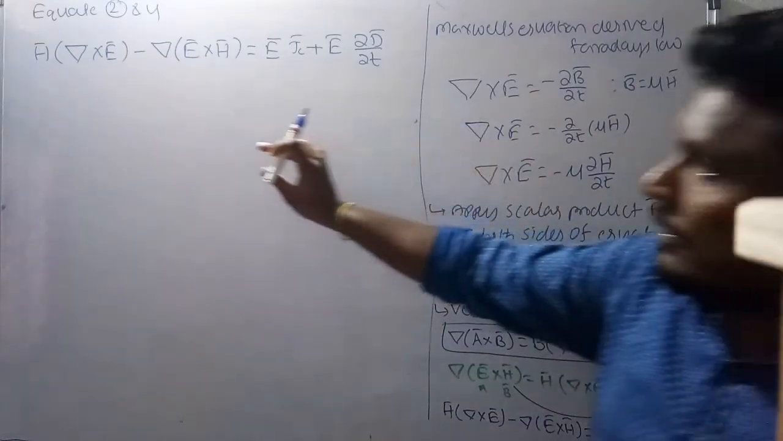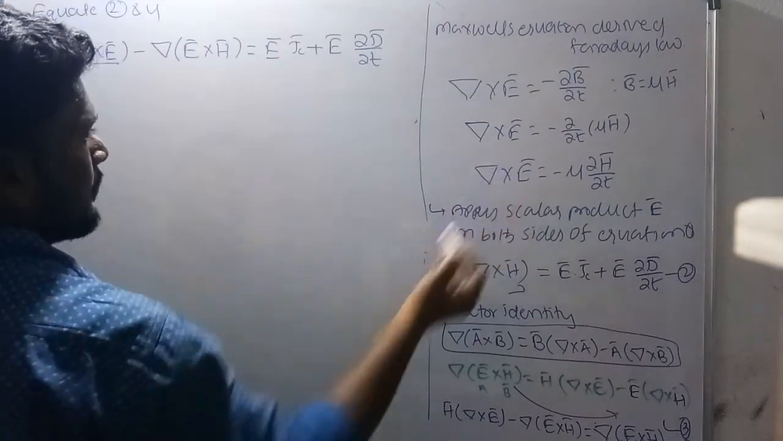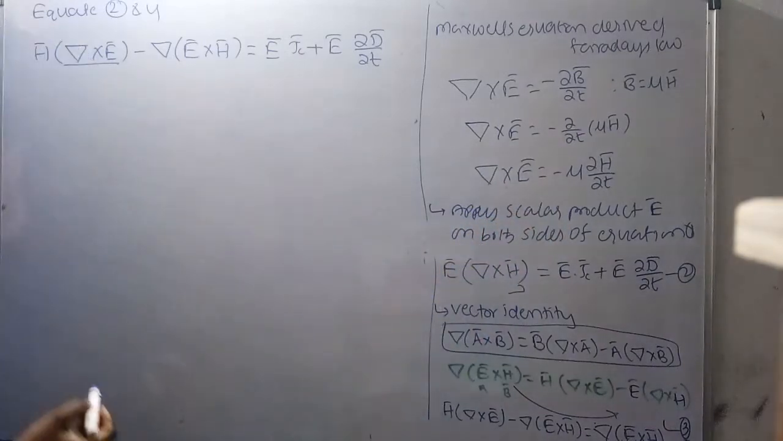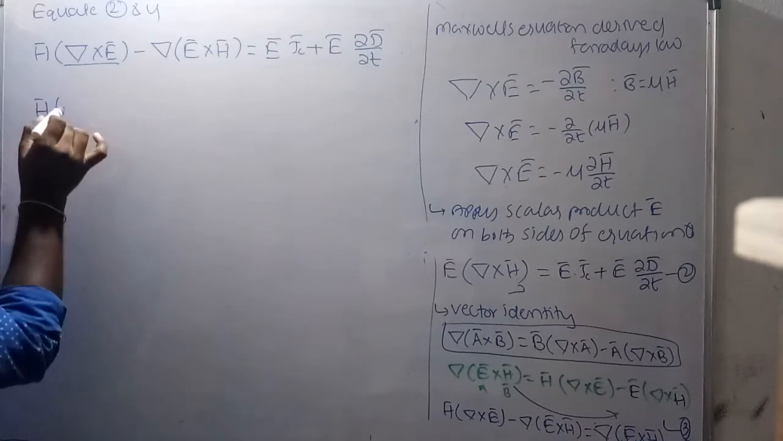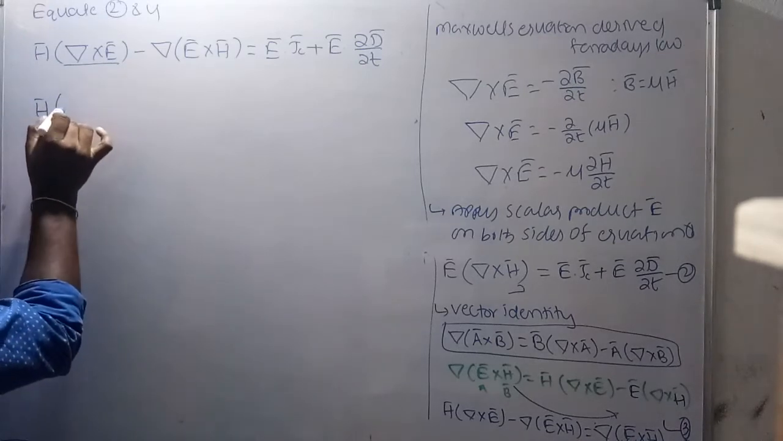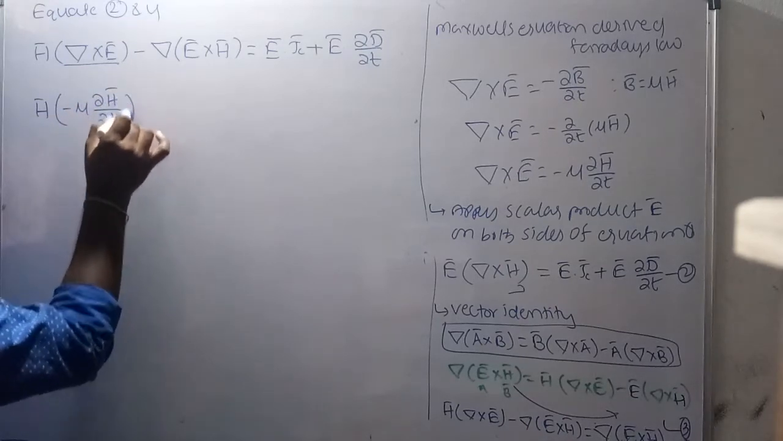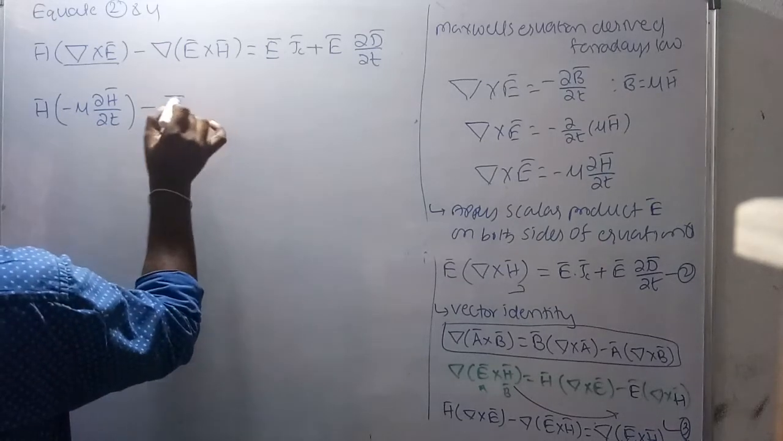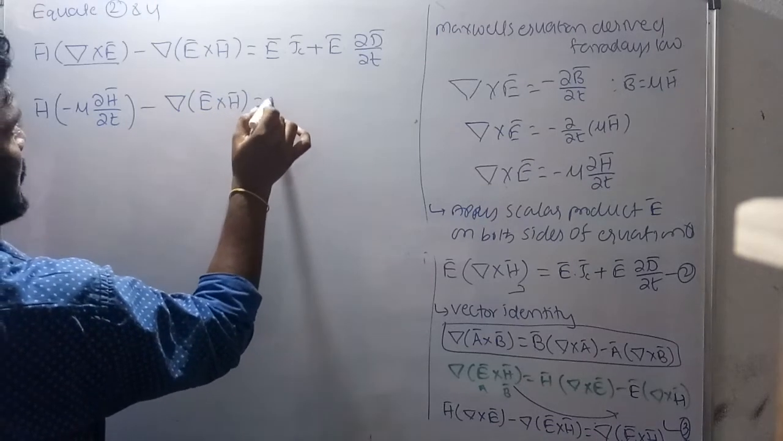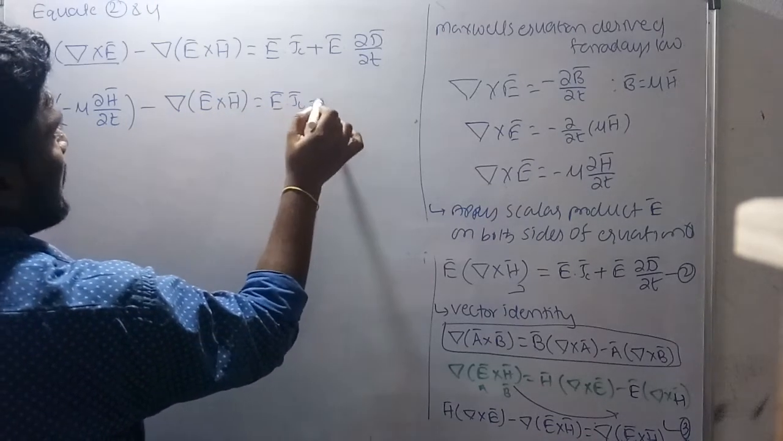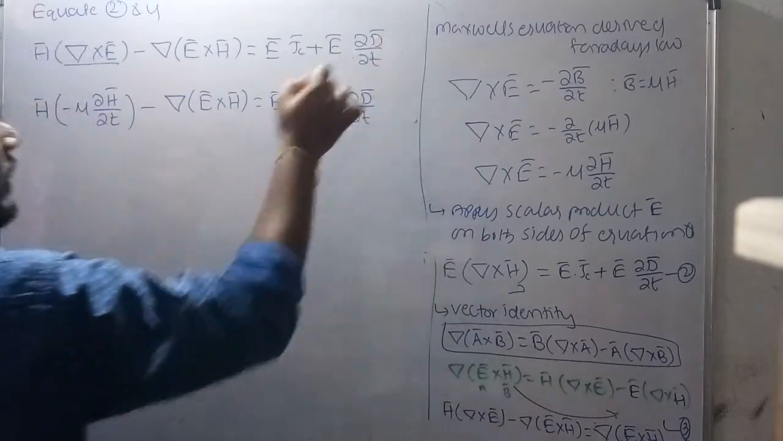But see, there is a del cross E bar here. It is from del cross E bar is equals to minus mu times of dou H bar by dou T. Okay, substitute it here. So that's why H bar of minus mu dou H bar by dou T minus of del E bar cross H bar equals to E bar JC bar plus E bar dou D bar by dou T, as it is I wrote it here.